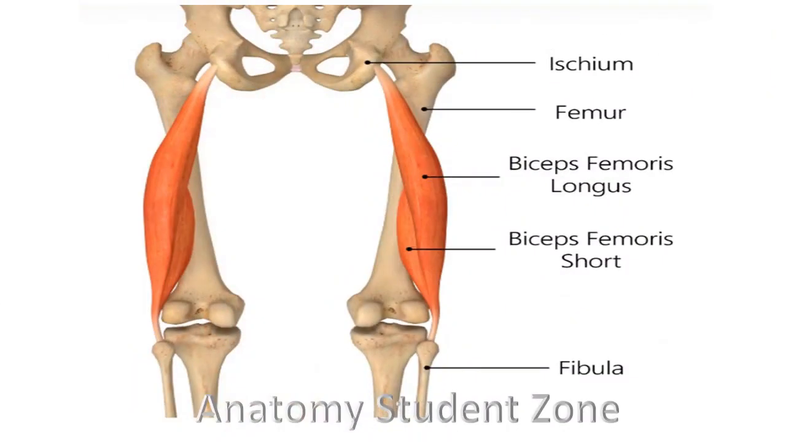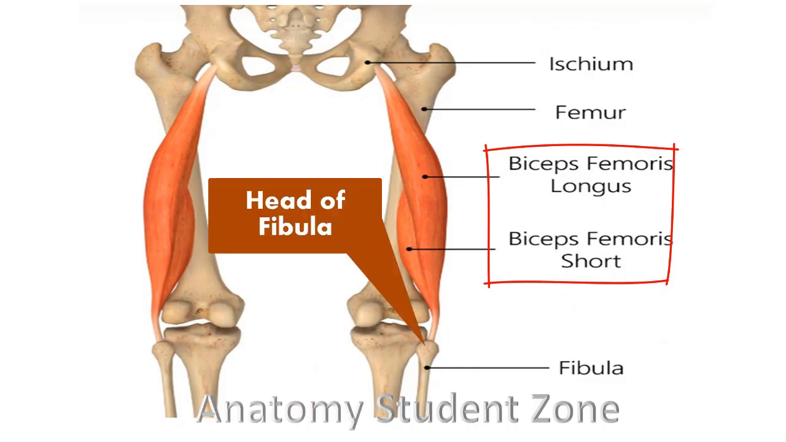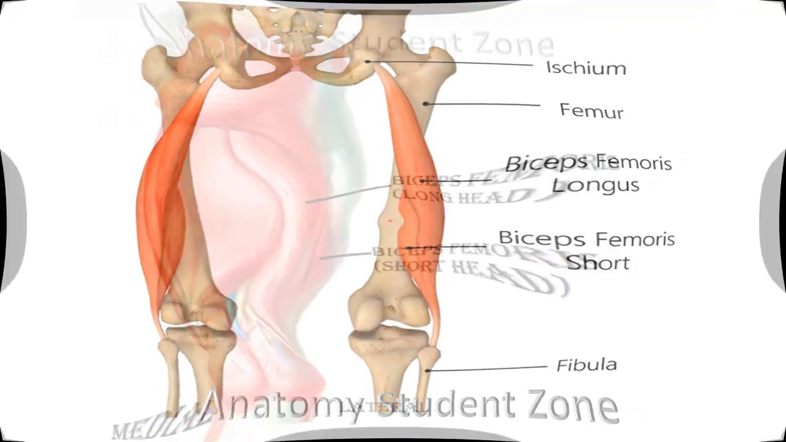On the lateral aspect, you have to remember their combined tendon is attached to the head of the fibula. If you want to observe the tendon of this muscle, or feel it, you have to flex your knee against resistance. When you flex your knee against resistance, you can feel the tendon of both the long and the short head of biceps femoris attaching on the head of the fibula.